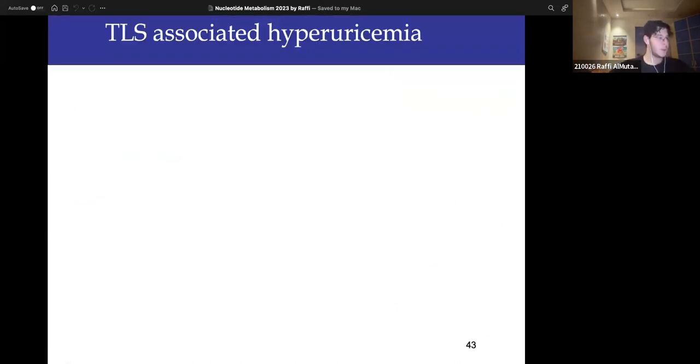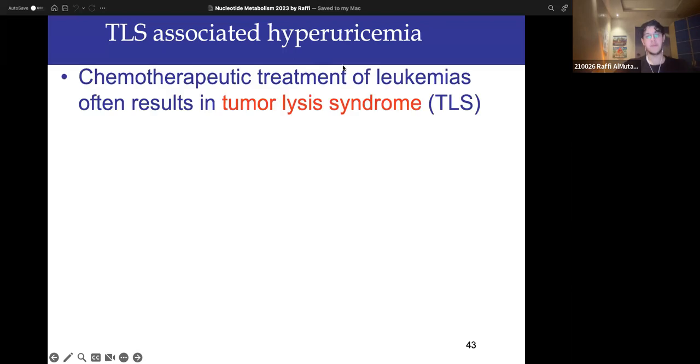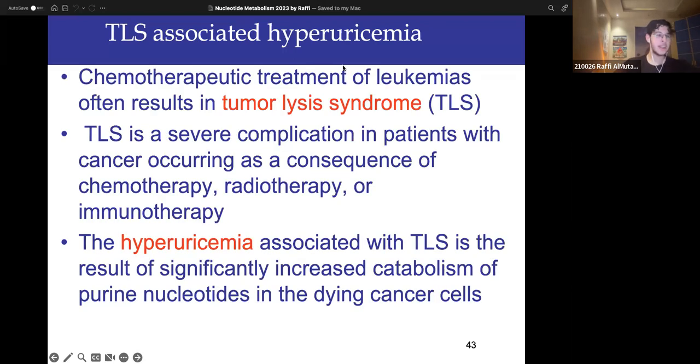Okay, now we have another condition. This is called TLS-associated hyperuricemia, so this is tumor lysis syndrome associated hyperuricemia. Now, what happened? This is actually a side effect of chemotherapy. In chemotherapy, we're killing these cells. We're degrading their nucleotides, if you remember. We're not letting the DNA be formed. We're not letting these nucleotides be formed. We're breaking them off, so there's going to be nucleotide catabolism.